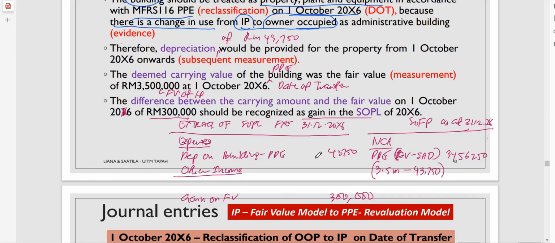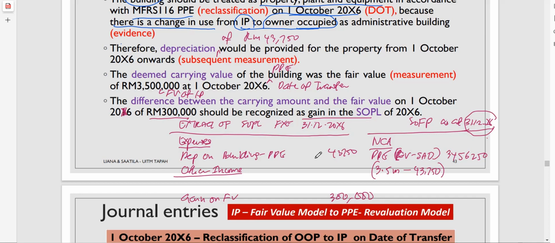However, if you are thinking of what would be on 31st of December 20X5, in the previous year, you will not see the PPE. For that particular situation, because before 1st of October, it was still an IP.